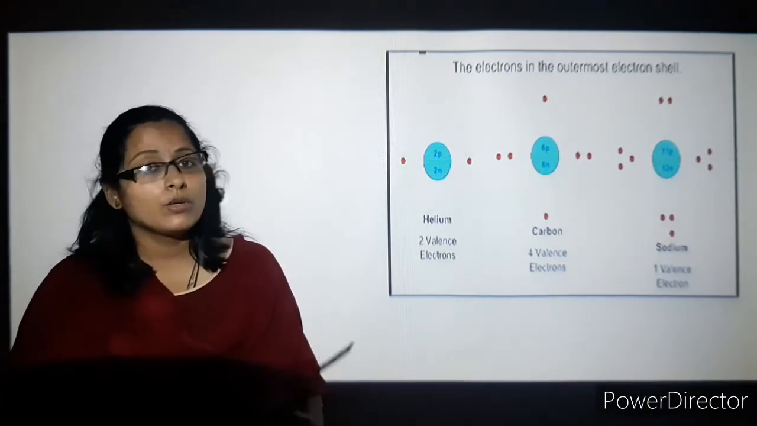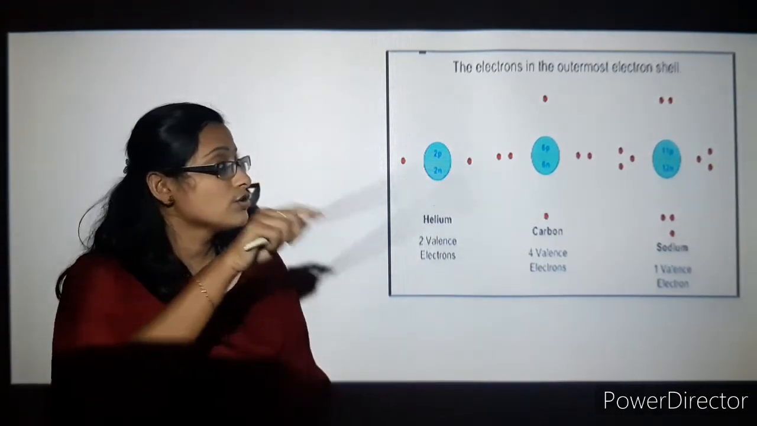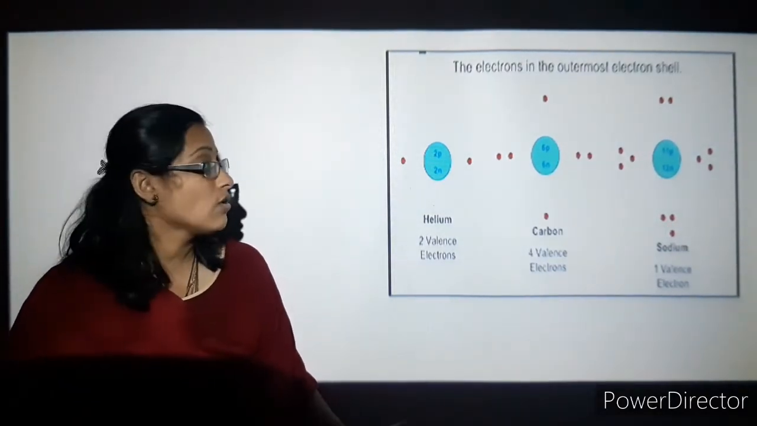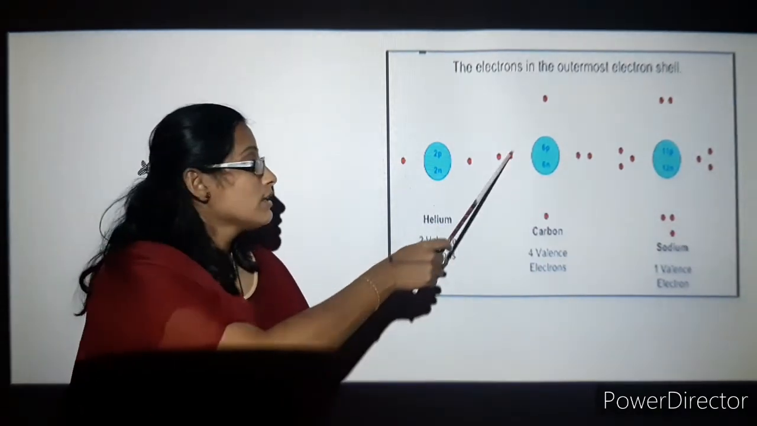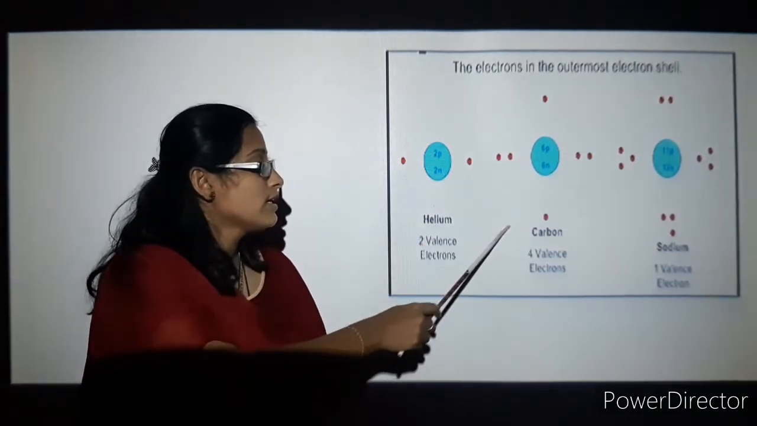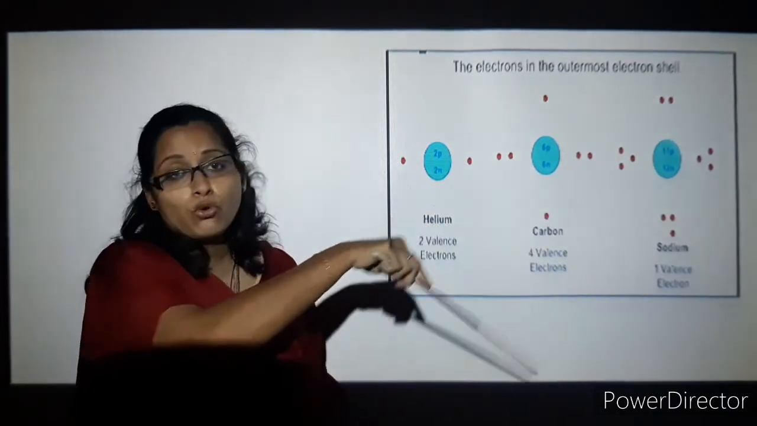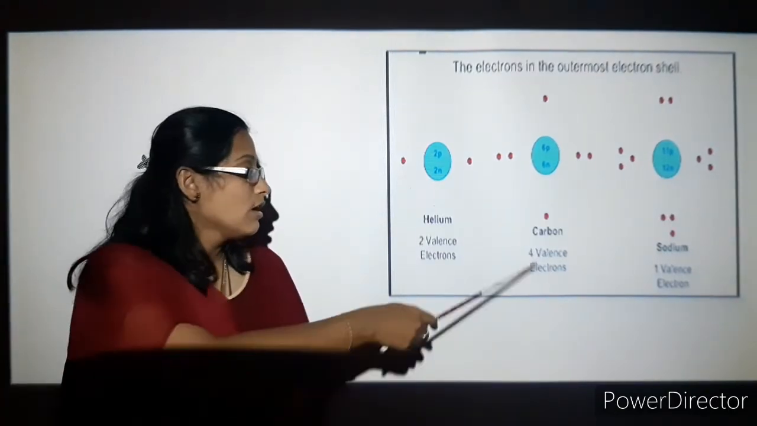Sodium's atomic number is 11. So imagine that now you need to draw this configuration, that is the electronic configuration. This is called the electronic configuration. How will you represent it? It will be like this: for the innermost shell you write 2, then put a comma, then the outermost shell, how much is there? 4. So you will have the electronic configuration 2, 4 for carbon.